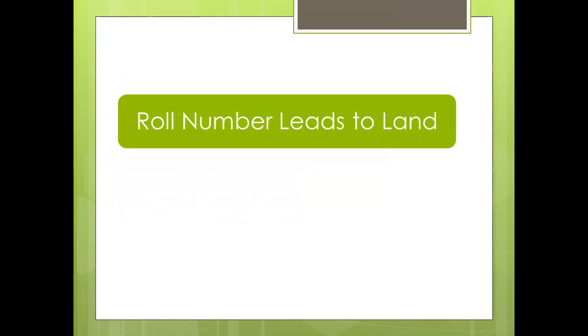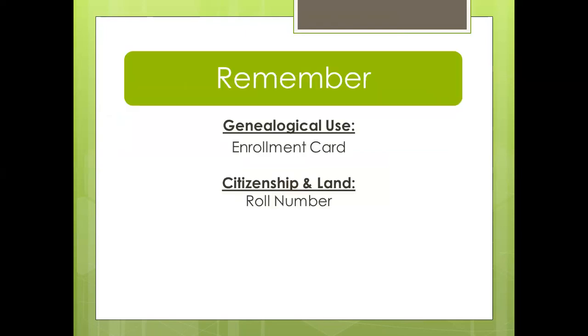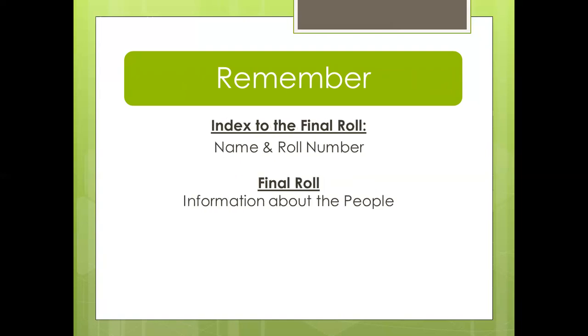So remember, roll numbers that are used for citizenship, they're going to lead you to the land. And it's important to always recall that. For genealogy purposes, you need the enrollment card. Always the enrollment card. You find out who's in the household and who the parents were. For citizenship and for land, and for freedmen, it's citizenship in 2 nations. And for land, you want the roll number. So they're both valuable and both are important. Index to the final roll and the final roll. Know the difference, but use them both.